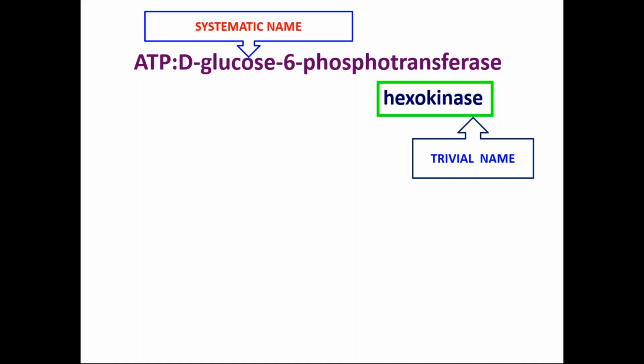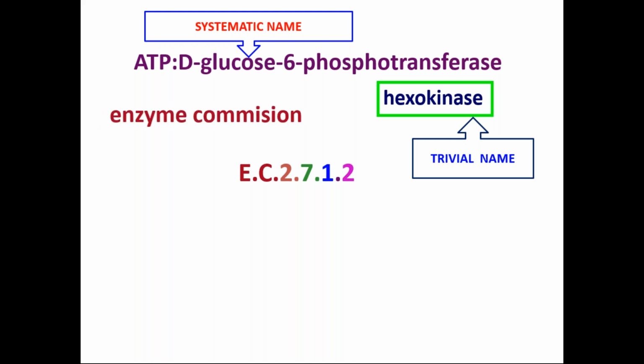So it could be glucokinase, fructokinase, for any hexose. It adds the phosphate group using ATP and magnesium to form the phosphorylated sugar. So it has the EC number 2.7.1.2. Each of these is significant.